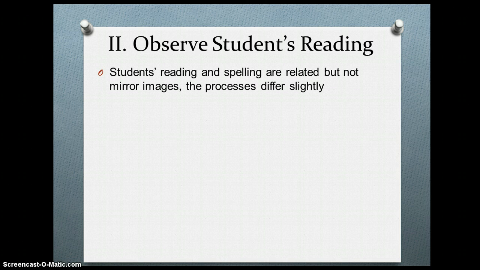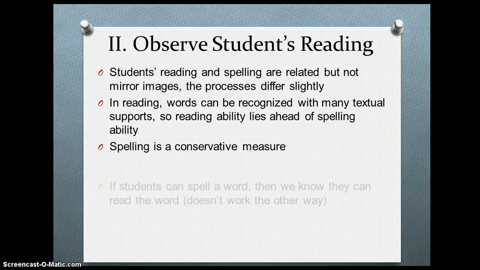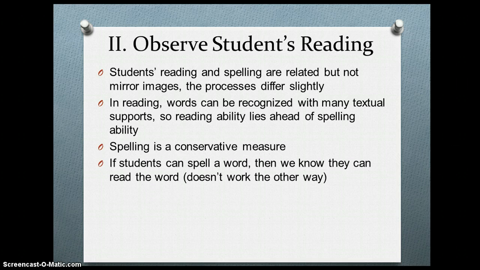So students' reading and spelling are related, but not mirror images. The processes differ slightly. In reading, words can be recognized with many textual supports, so reading ability often lies ahead of spelling ability. Spelling is a conservative measure, and what that means is that if a student can spell a word, then we know they can read the word, but the reverse is not true. Just because they can read the word doesn't mean they can spell the word. But typically, if they're able to spell a word, then we can assume that they can also read that word.